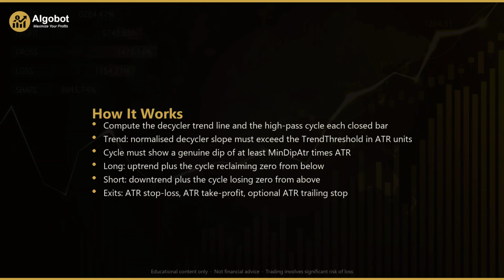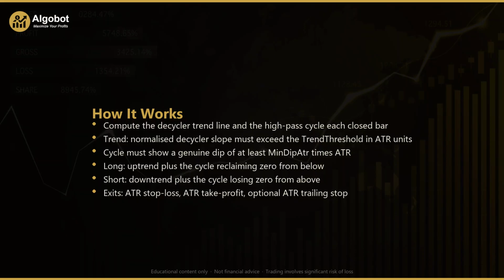It takes the Decycler line and looks at how much it has risen or fallen over the slope loopback bars, which defaults to 4. It divides that slope by ATR, so the trend is expressed in volatility units per bar rather than raw price. This normalized slope must clear the trend threshold, which defaults to 0.05. If the slope is above the positive threshold, the trend is up. If it's below the negative threshold, the trend is down. If it's in between, the market is judged too flat and no trade is considered.